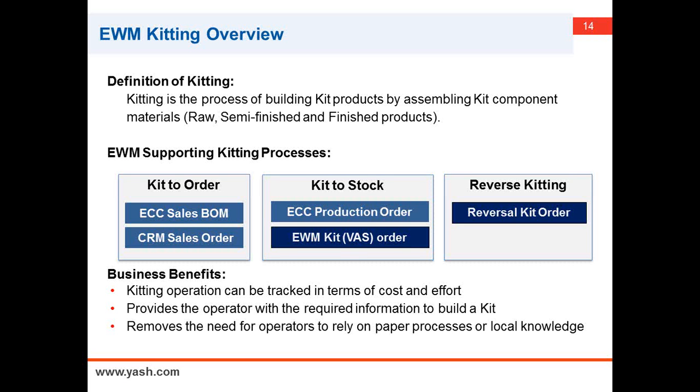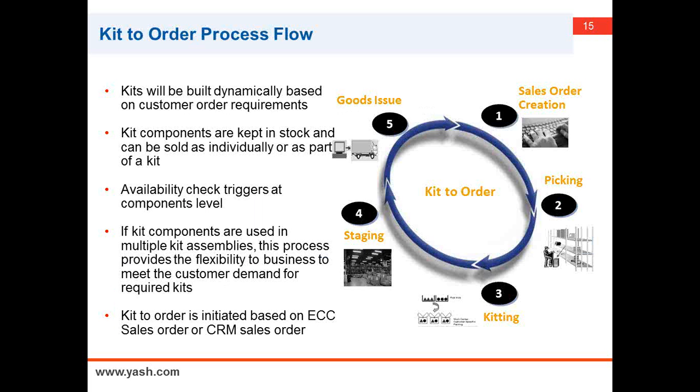So let's talk about our first flavor here, our kit to order process. You'll see that the demand starts with the sales order, either in ECC or in CRM, and we'll play the role of a warehouse person. So we'll go around and pick the components that make up a kit, move it in step 3 to our kitting location, and then in step 4 we're going to go ahead and stage that material, and step 5 move into the goods issue.